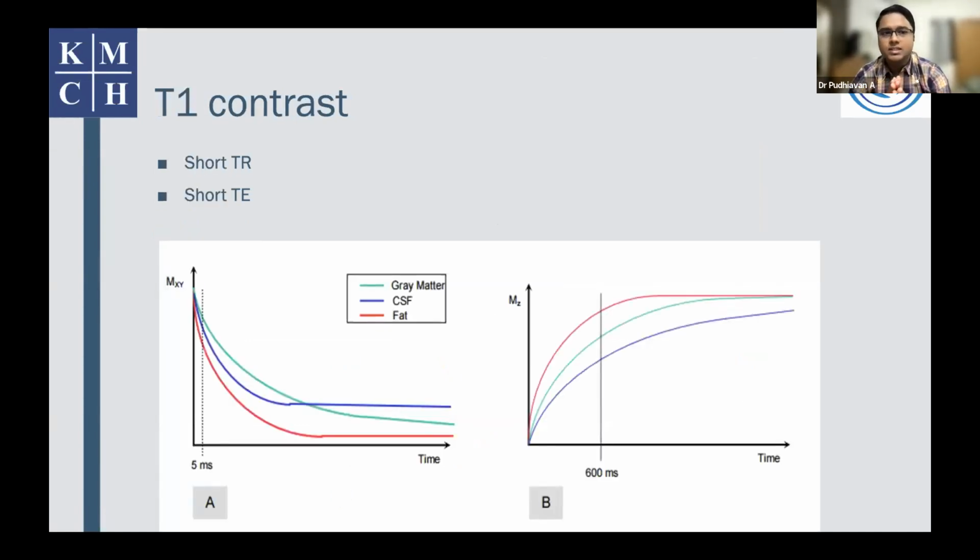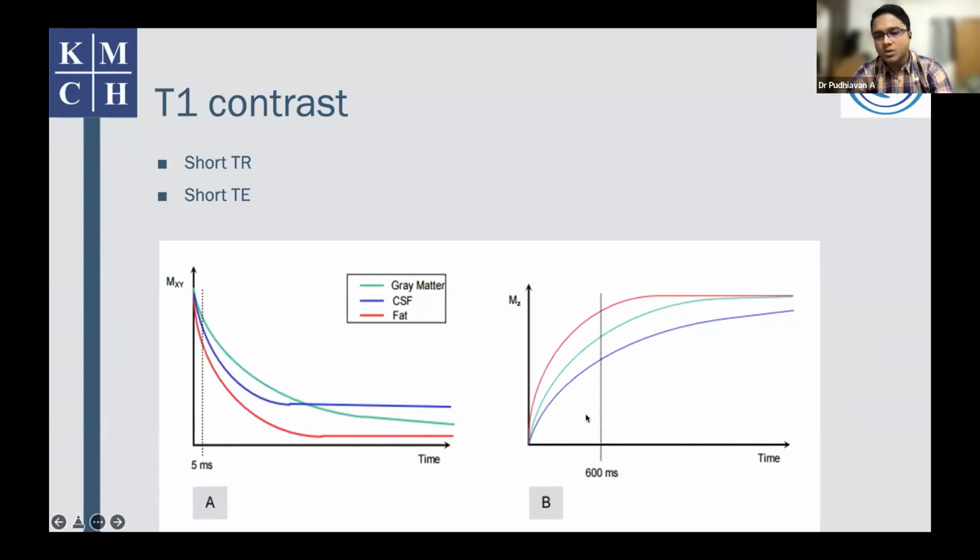First, coming to T1 contrast. A T1 weighted image needs a short TR and a short TE. I hope you are familiar with these two images. This is the T2 relaxation curve, and this is the T1 relaxation curve. In the T2 relaxation curve, as I told you, immediately after the RF pulse all the protons are in phase and have the maximum amplitude, and they start to dephase immediately after the RF pulse and it will come to zero.